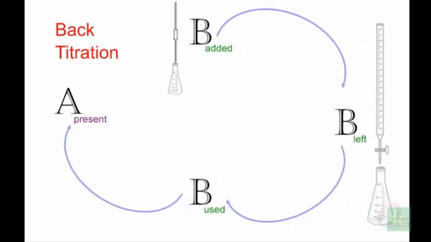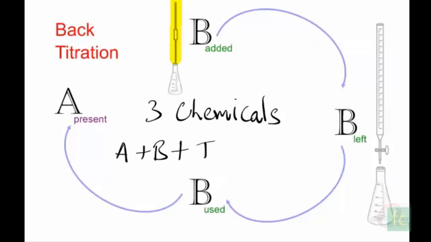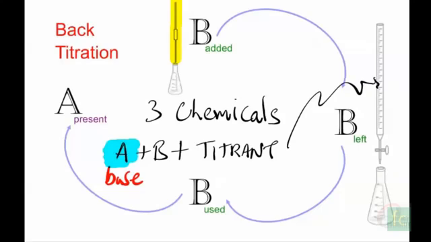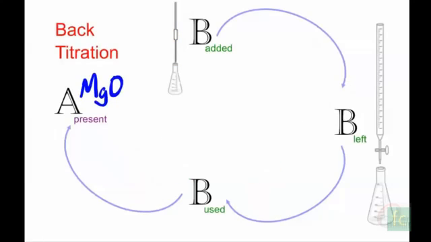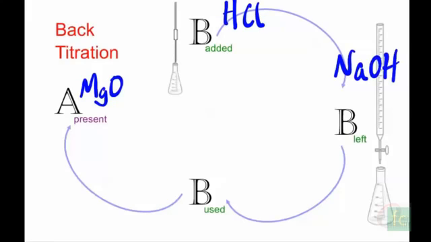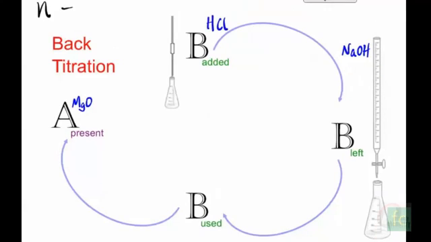In these back titrations, by the way, there are always three chemicals. Using a pipette, you'll add the known excess B, but in addition to A and B, you'll have a titrant as well. If A is a base, B will be an acid to neutralize it, and to determine the number of moles of B left, the titrant will be a base. Okay, let's take a quick overview of the back titration technique. Let's say we had magnesium oxide to be A, then hydrochloric acid would be suitable for B, and the titrant sodium hydroxide might be used.